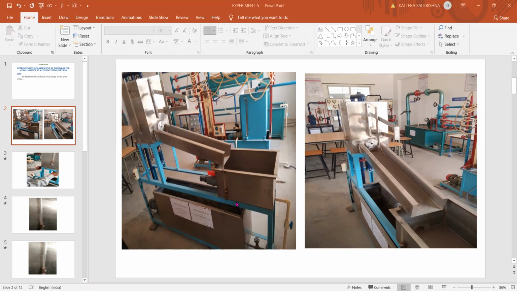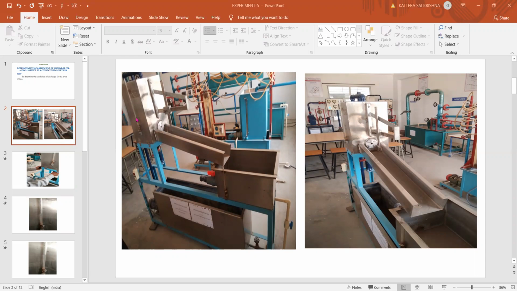Now we'll see the parts of the experimental setup. The reservoir tank is here, and a pump will be available for supplying water from here to this. This is called the supply tank. It is for this tank that we are calculating the coefficient of discharge for the orifice connected to the tank. So this tank is called the supply tank.